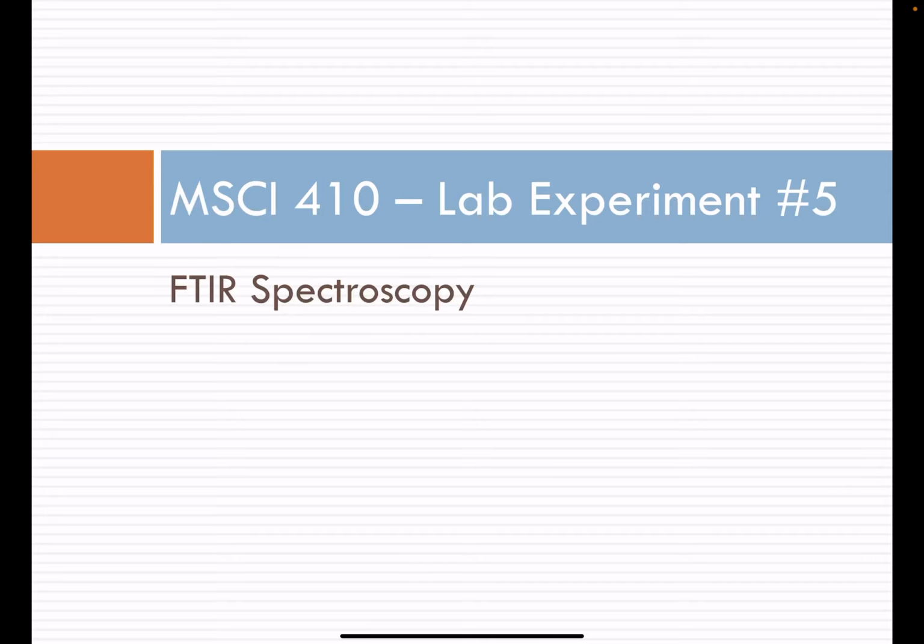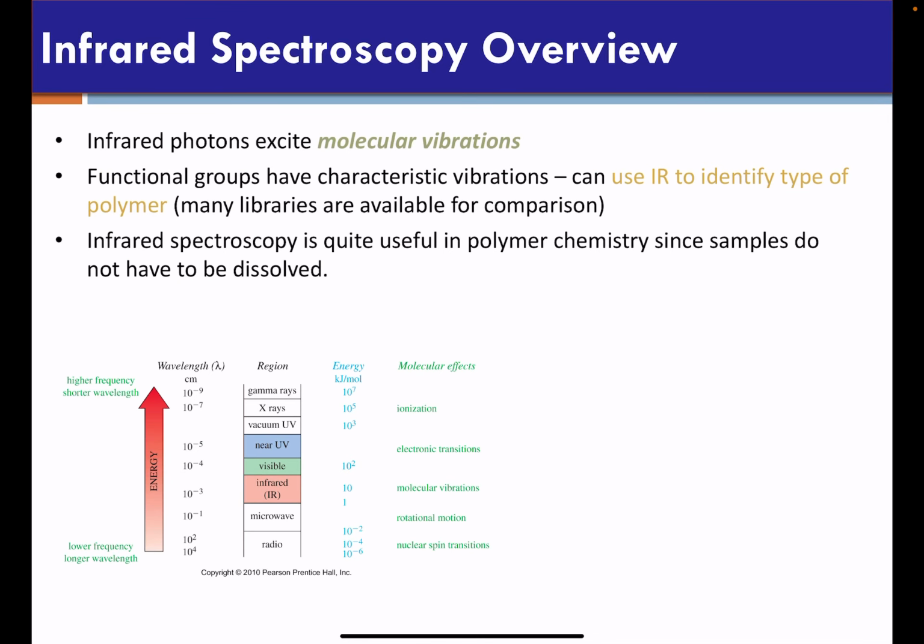Another characterization technique known as Fourier transform infrared spectroscopy. This content is used in lab number 5 of the spring 21 quarter for Materials Science 410, polystyrene synthesis by nitroxide-mediated controlled radical polymerization. So infrared spectroscopy is a technique where we use infrared photons to excite analyte, and by doing so we trigger molecular vibrations.